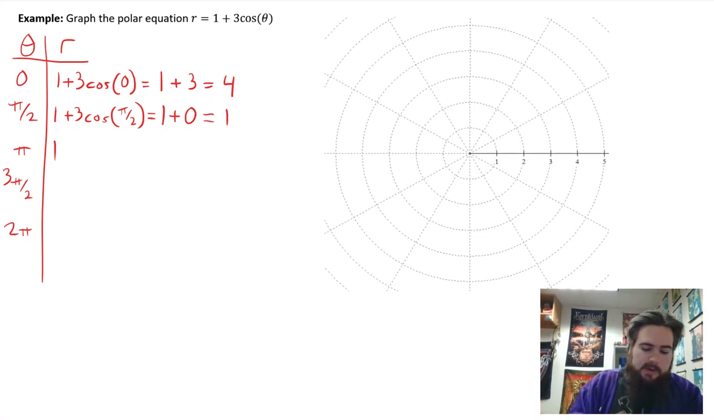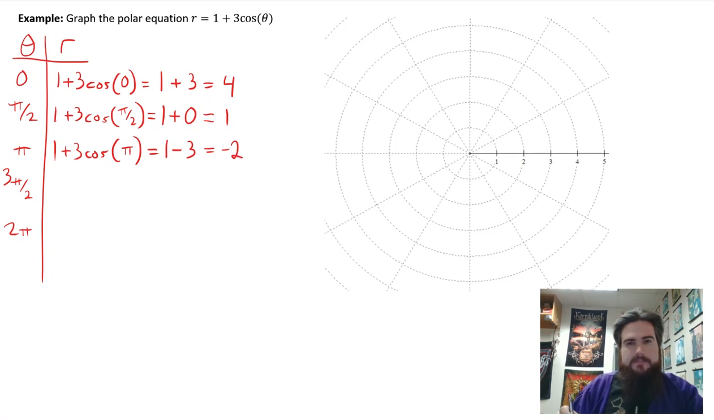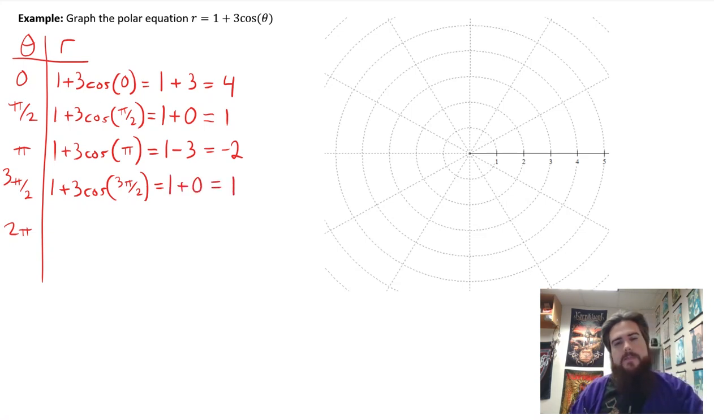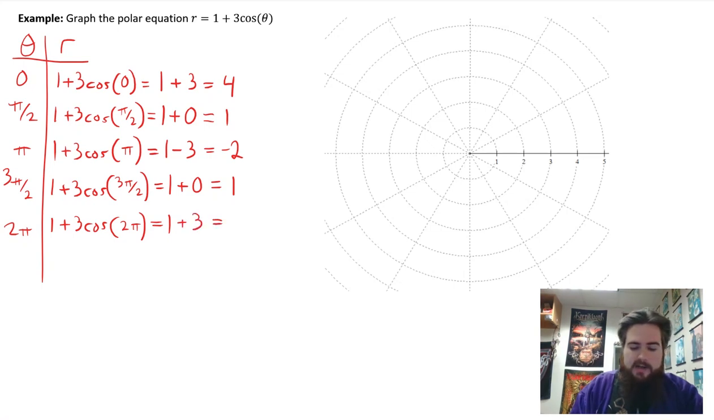If I plug in pi, I will have 1 plus 3 cosine of pi, which cosine of pi is negative 1. So that will be 1 minus 3, which is negative 2. If I plug in 3 pi halves, it gives me 1 plus 3 cosine of 3 pi over 2. Cosine of 3 pi over 2 is 0, so that's 1 plus 0 again, giving me 1. And then 2 pi: 1 plus 3 cosine of 2 pi, cosine of 2 pi is 1, so that is now overall 1 plus 3, or 4 again.